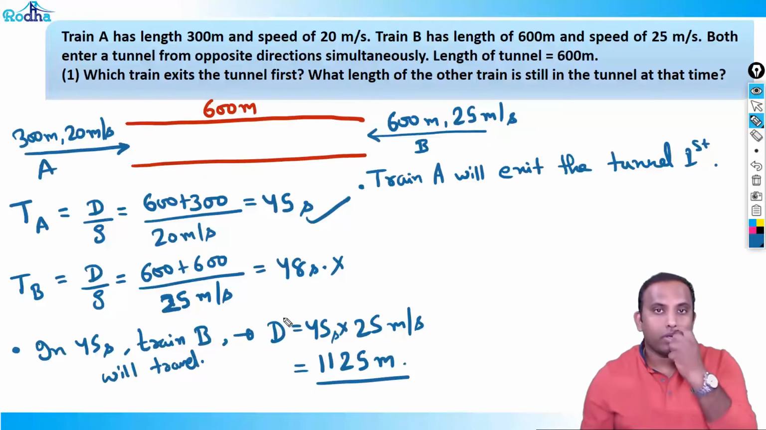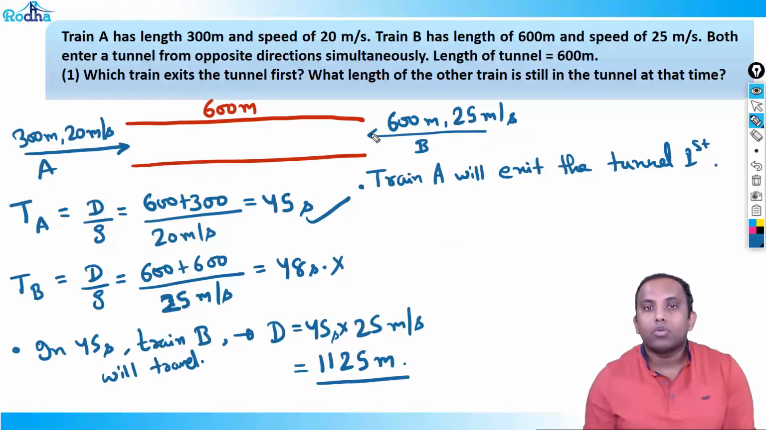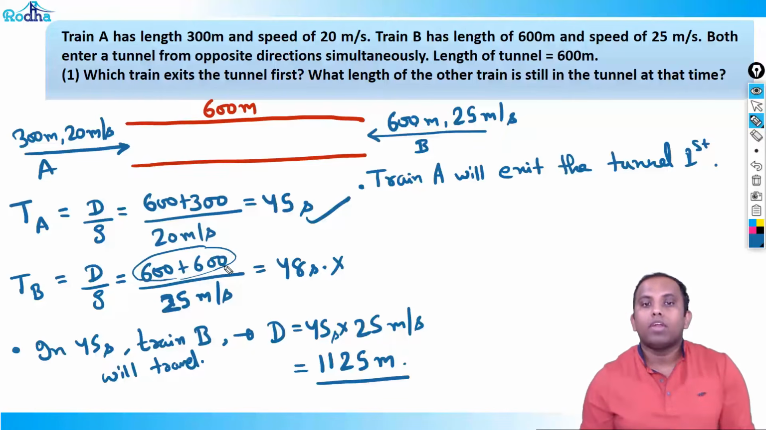So in 45 seconds, train B will travel 1125 meters. But to completely cross this tunnel, it needs 600 plus 600, total 1200 meters. And it has traveled how much? It has traveled 1125 meters by the time train A exits the tunnel, and it had to travel 1200 meters to completely cross the tunnel, right?